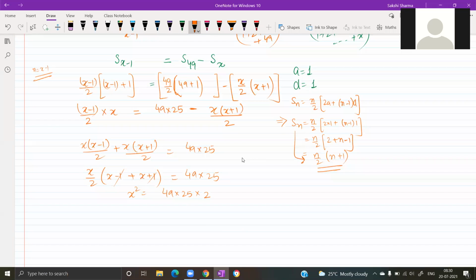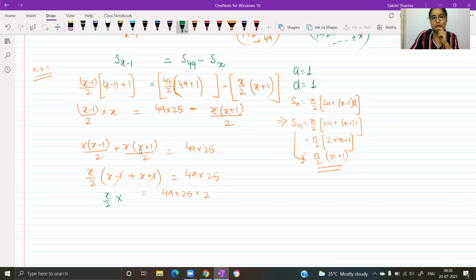Ma'am, on the left hand side there should be 2x, then 2 will get cut. And there should be on the left hand side x minus 2 plus 2. At this step, you will have x by 2 into 2x. So you will not have this. So x square is equal to 49 into 25.